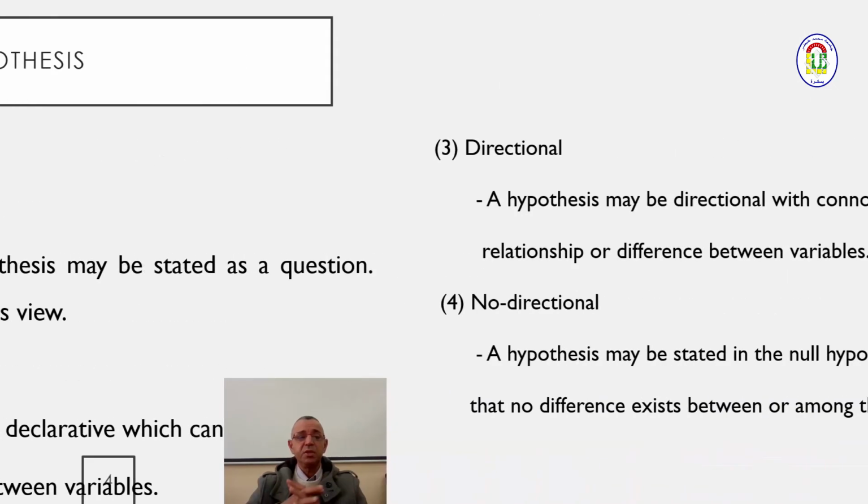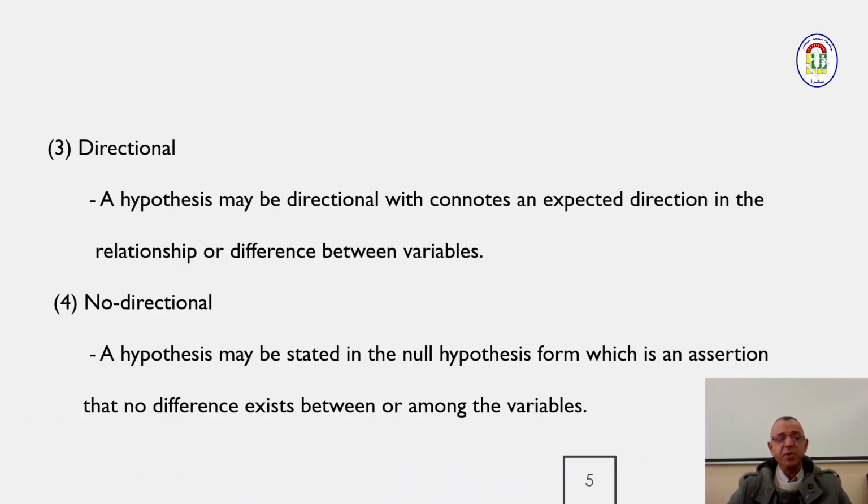A third option is that a hypothesis may be directional, which connotes an expected direction in the relationship or difference between variables. And the final type of hypothesis is the non-directional, which means that a hypothesis may be stated in the null hypothesis form, which is an assertion that no difference exists between or among the variables. This is generally for the directional and non-directional hypothesis when the study is purely quantitative. When we talk about the null hypothesis, these are the four types of research hypotheses.